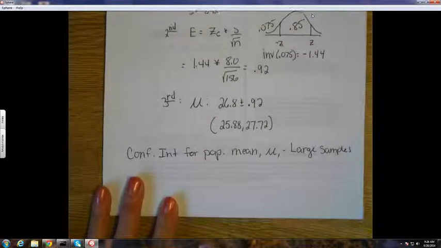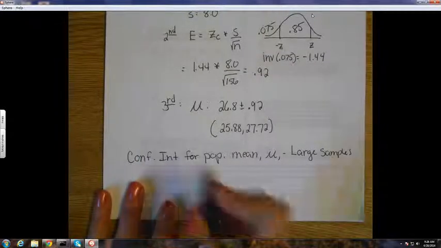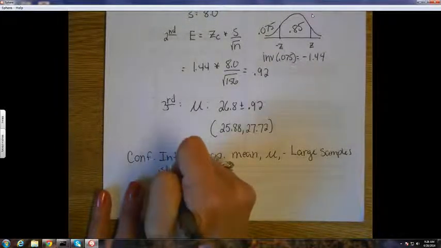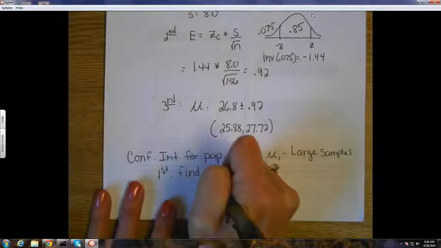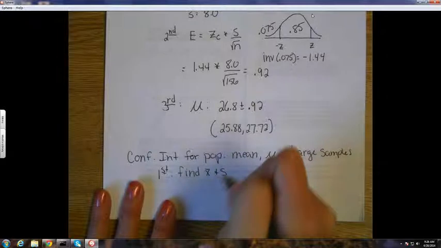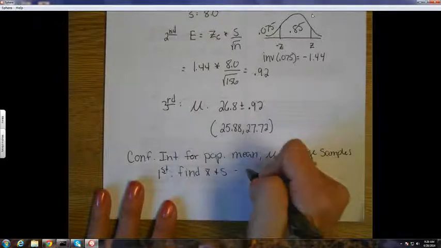Okay, the first thing you need to know though, you need to know the mean and the standard deviation. So if they don't give you that, you still have to run the 1-Var Stats just like you did before. So the first step by hand and by program is identical. You have to find the mean and standard deviation. If you need to use the 1-Var Stats because it's all the raw data, you do that. If they give you the mean and S, you're ready to jump into the program. So, 1-Var Stats if necessary.